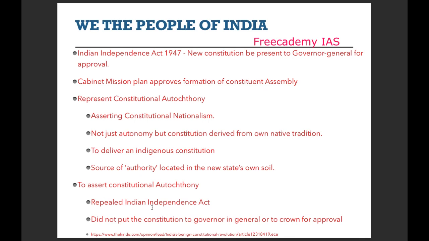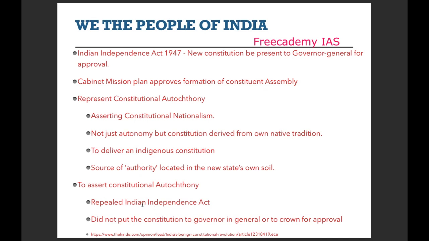It rejected the idea that this Constituent Assembly had been formed under the guidance of the Indian Independence Act, which was an act of the British Parliament. So it repealed the Indian Independence Act before the formation of the Constitution. It also did not present our Constitution in front of the Governor General or in front of the Crown for its approval.